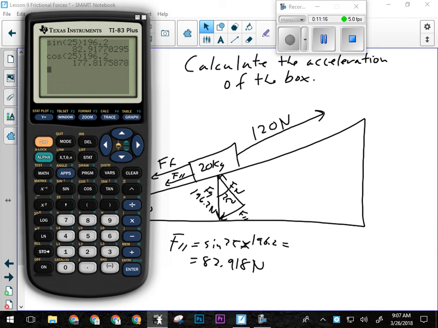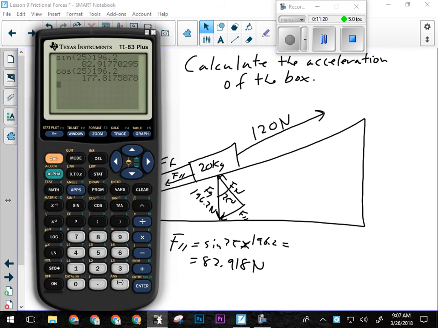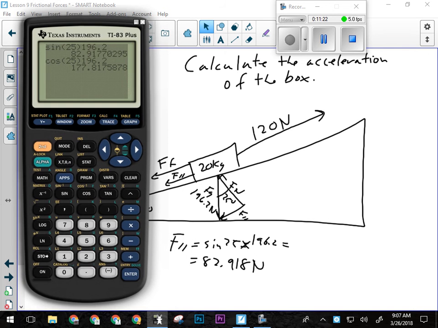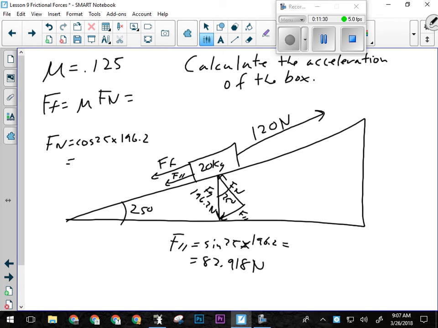All right, so we got a normal force of 177.817. I'm going to multiply that by the coefficient of friction, which was 0.125. All right, so our force of friction is 22.227 Newtons. Okay, so now I know the force is down the ramp and I know the force is up the ramp. Obviously, there's more force up the ramp. There's only about 105 newtons worth of force down, 120 up. Okay, everybody follow me there?